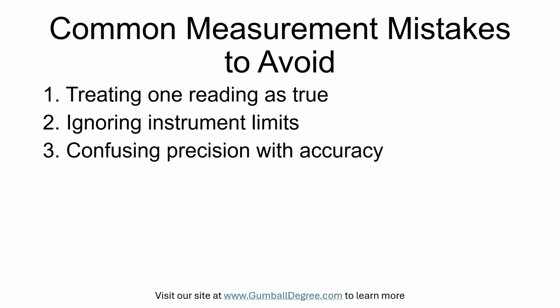Some students confuse precision with accuracy, so explain with examples that precise repeated values can still be wrong if the instrument is biased, and show how calibration or comparison to a known value helps check accuracy.